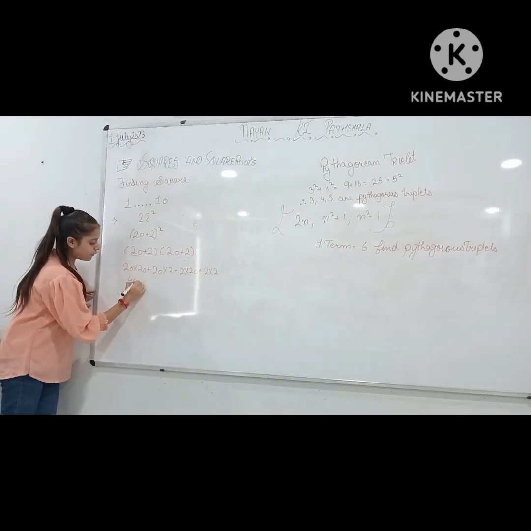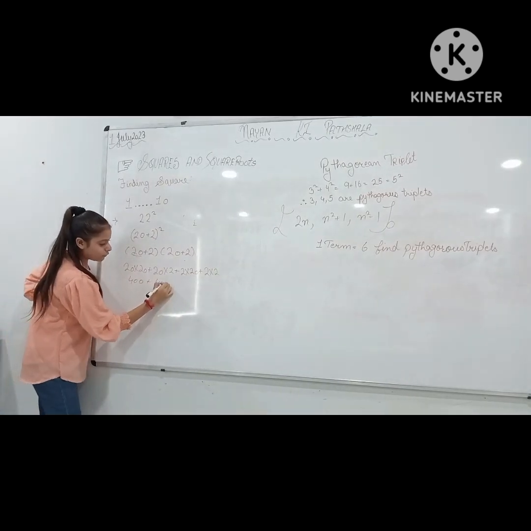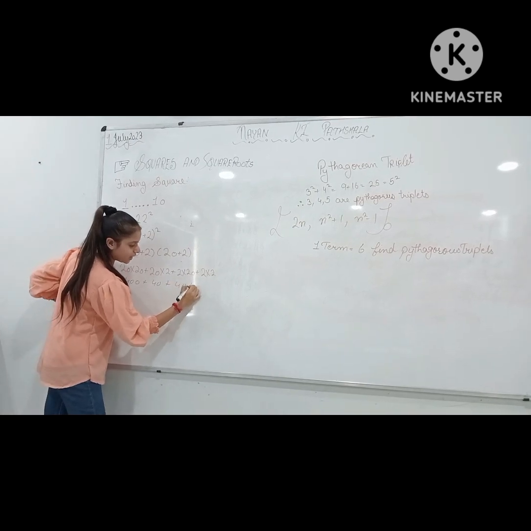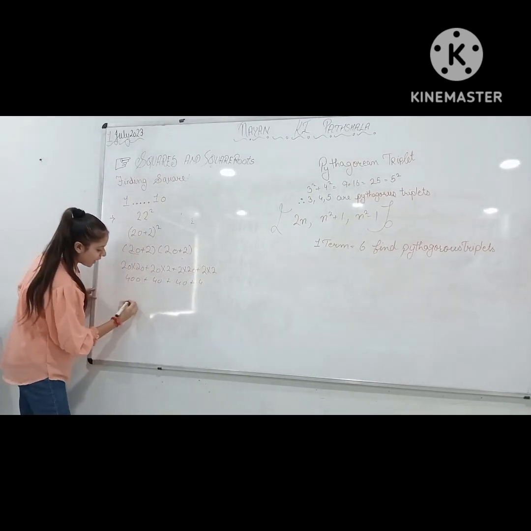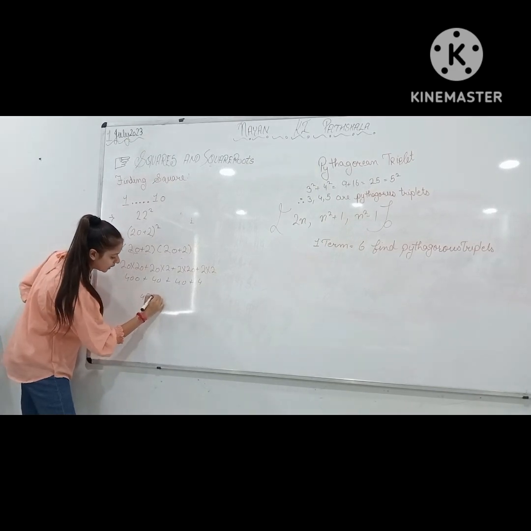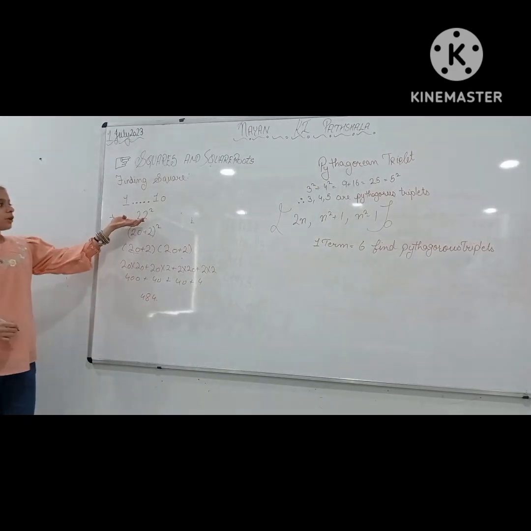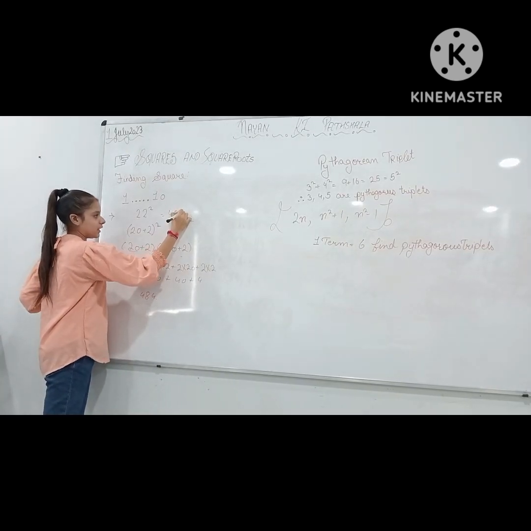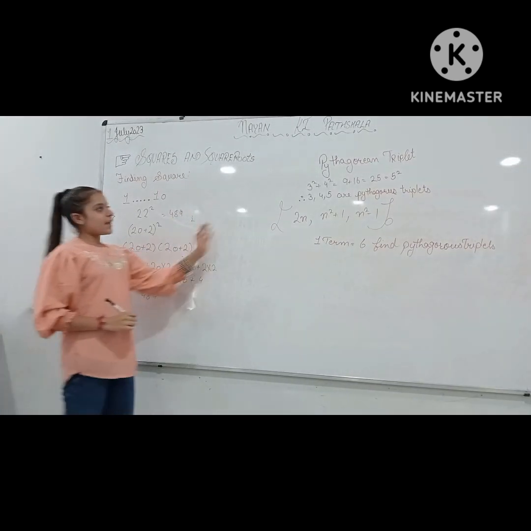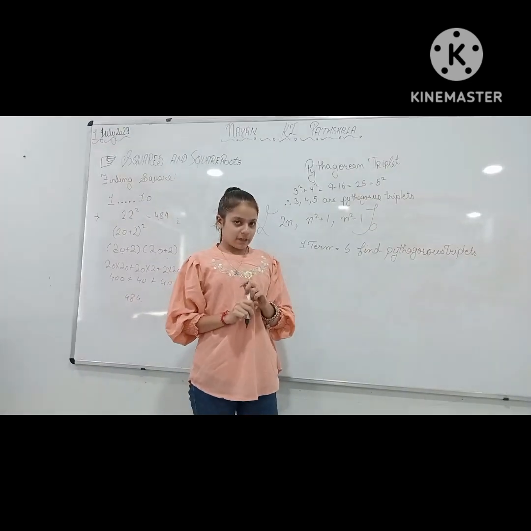So we have here 400 plus 40 plus 40 plus 4. Then adding this we have 484. So the square of number 22 is 484. Next is Pythagorean triplet.